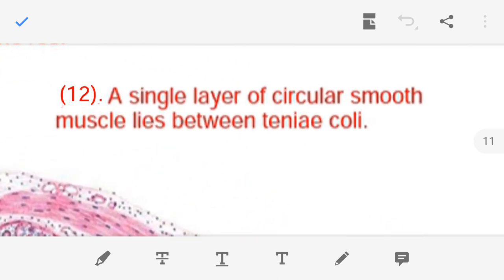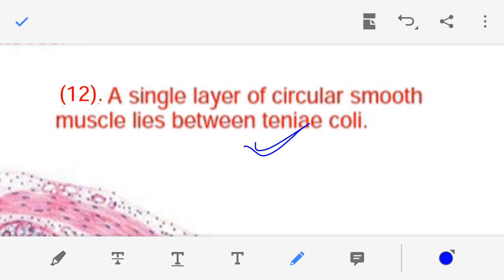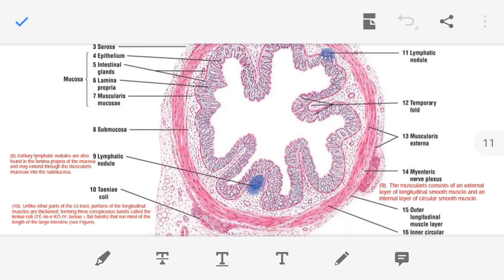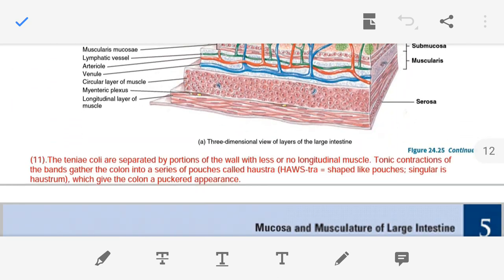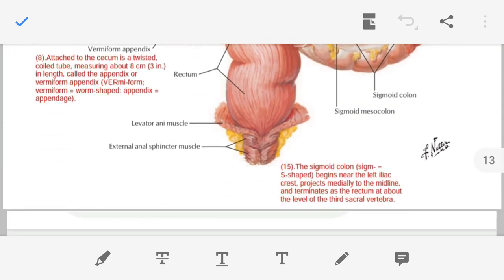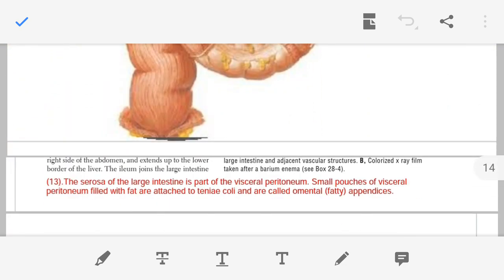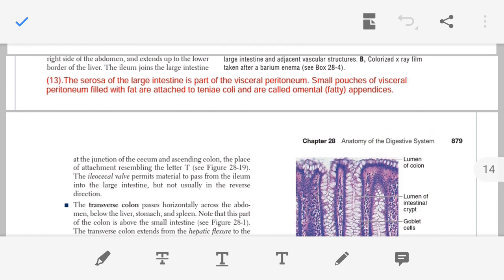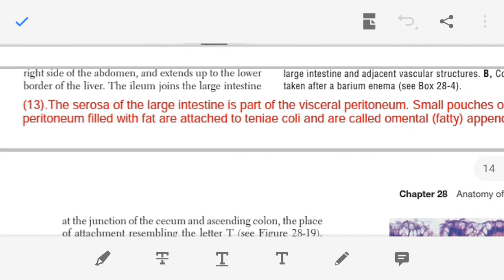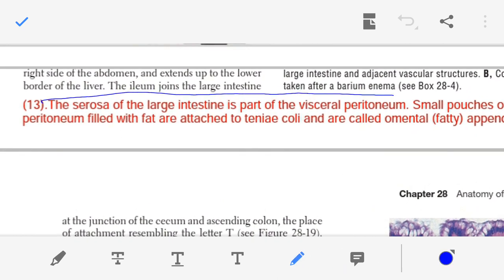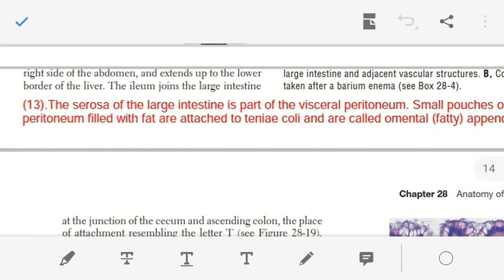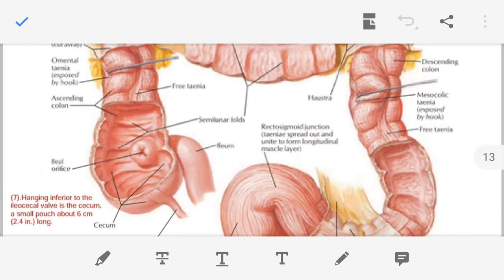Now point number 12. Between the tenia coli, a single layer of circular smooth muscle is present. Then now the last point, the 13th point. First of all, serosa, the outermost layer of the large intestine, that is serosa. And what is this serosa? First of all, let me show you the serosa.